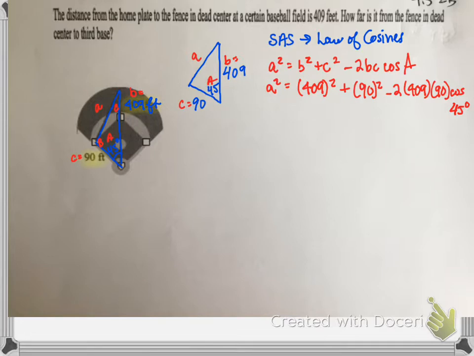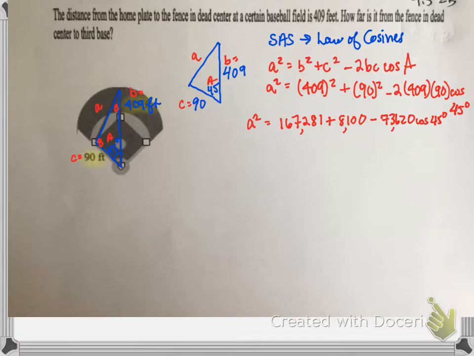Okay, ran out of room there. So A squared equals, when I square 409, I get 167,281, plus, if I square 90, I get 8,100, minus 2 times 409 times 90 will give me 73,620 cosine of 45 degrees.